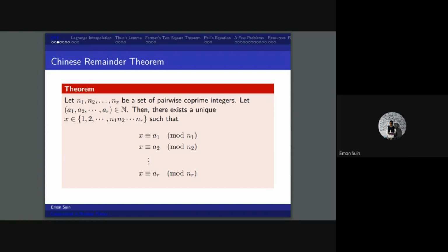So we are saying that this set of congruences has a solution, and that solution will lie in the set 1 to the product of the ni's. I will give you 2 minutes to think and then say the proof of it.